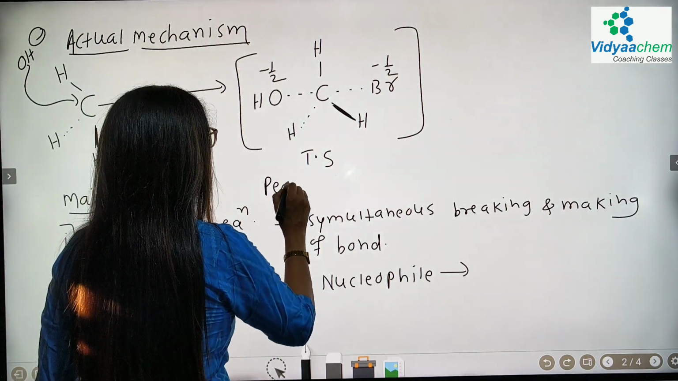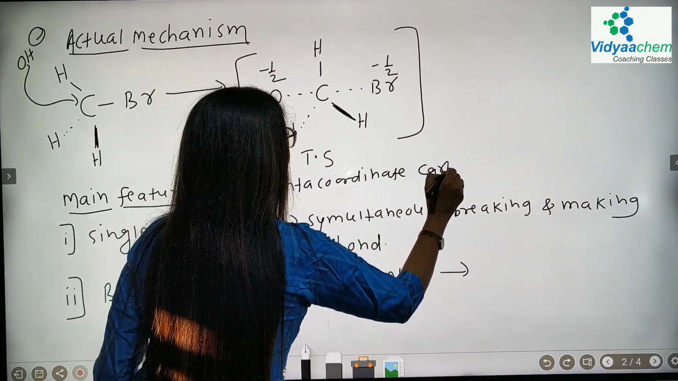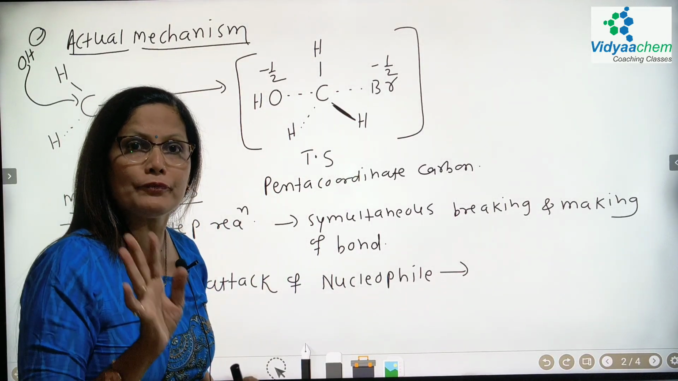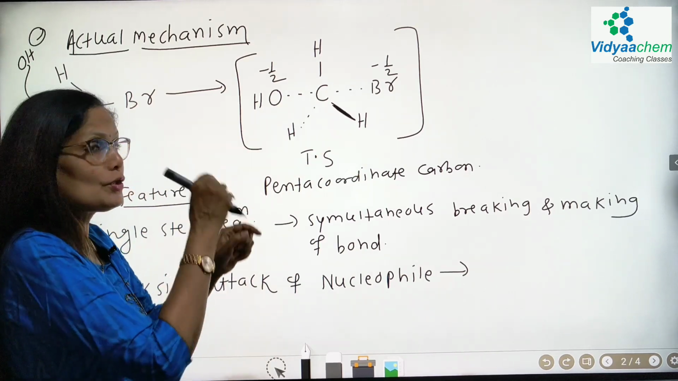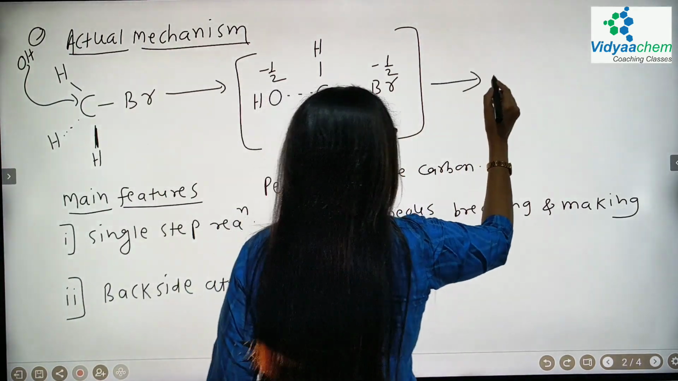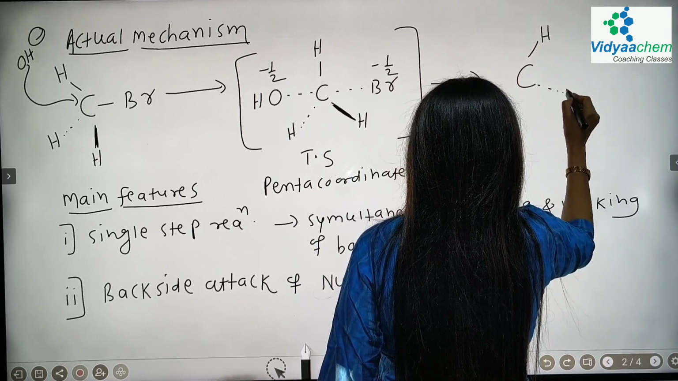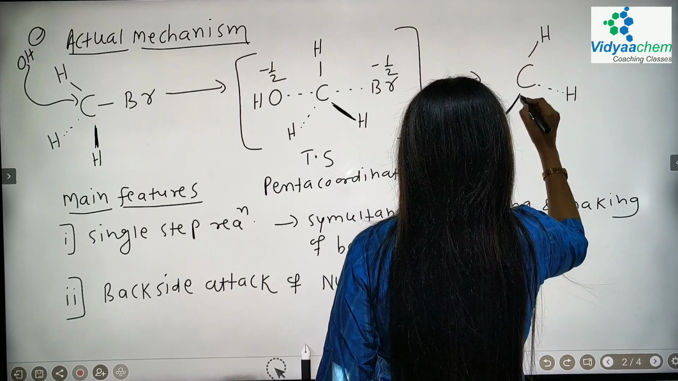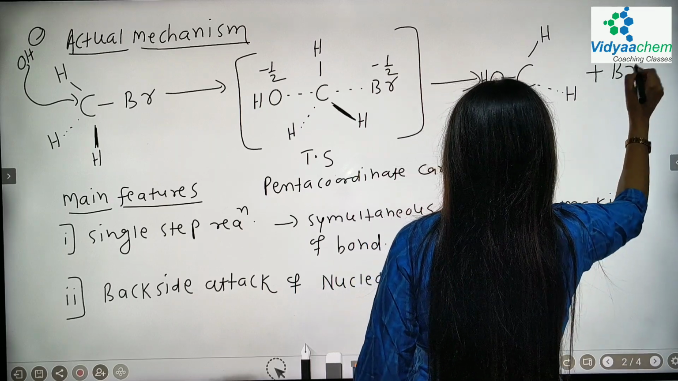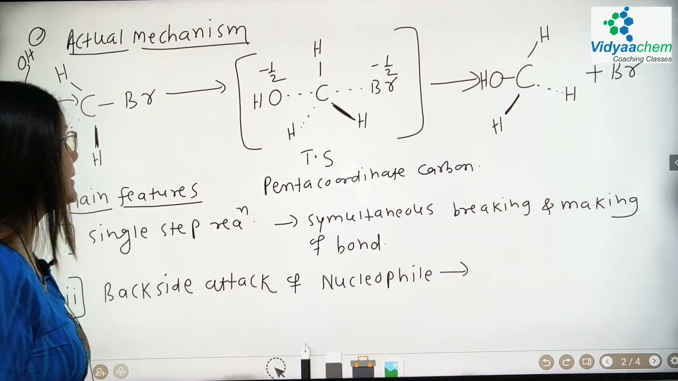So it's a pentacoordinate carbon. In the transition state, carbon is pentacoordinate, while the normal valency of carbon is 4. That's why these two bonds, C–O and C–Br, are written as dotted lines. And finally, you will get methyl alcohol plus Br minus, the leaving group. Formation of CH3OH, methyl alcohol, and Br minus.